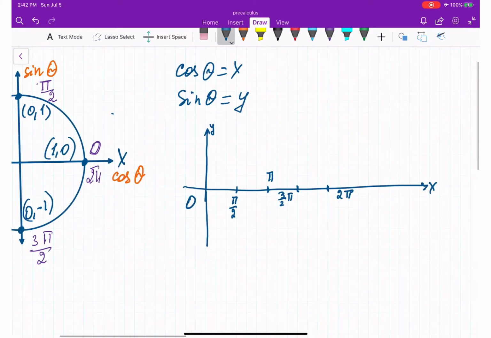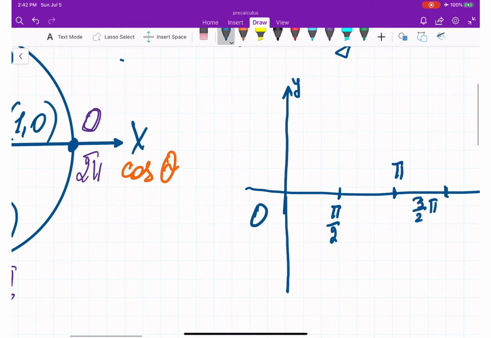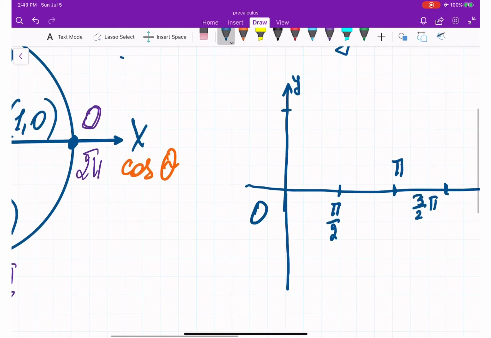Okay, now how is my y changing? Y can be maximum positive 1, minimum negative 1, right? So 1, 2, this is, let's say, positive 1. 1, 2, this is going to be negative 1.